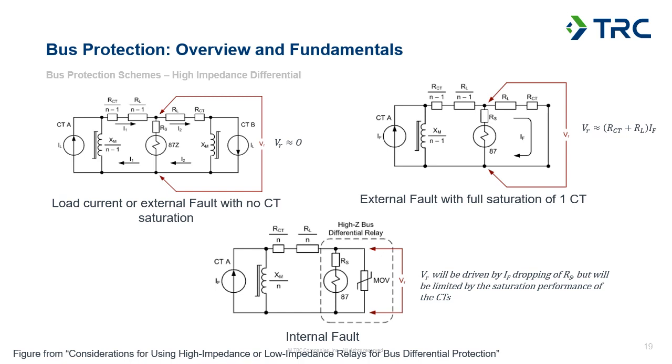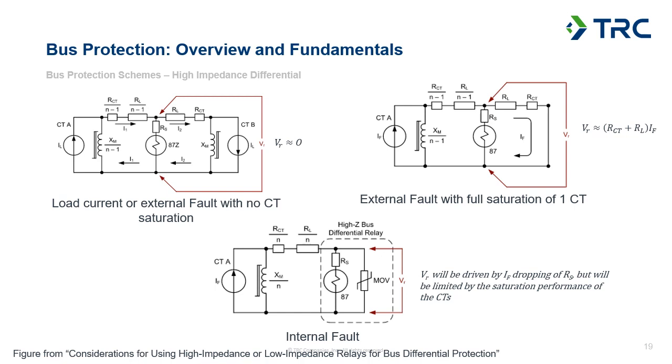And then the lower figure here, we've got an internal fault case. So in that case, all of your CTs are summed together and they're all feeding the fault. So basically, the entire fault current in that case is going to be dropping over your stabilizing impedance, the high impedance element, and the voltage that's driven there is going to be really only limited by the saturation performance of the CTs.